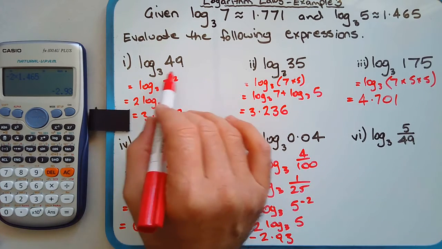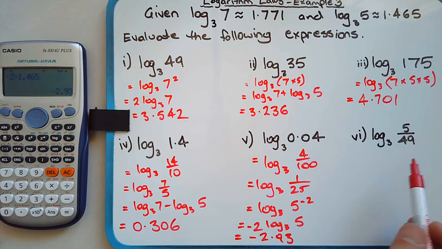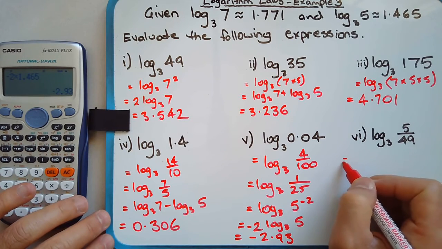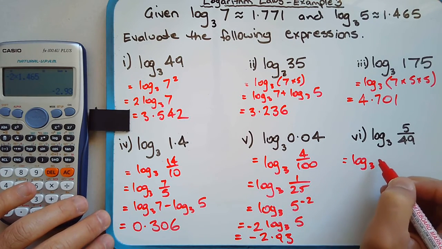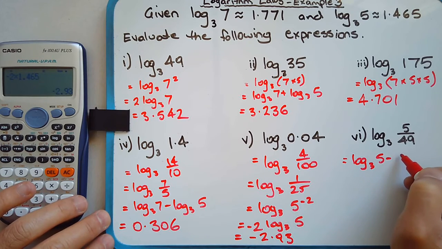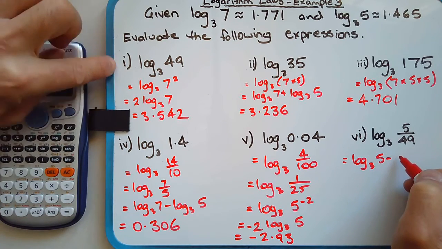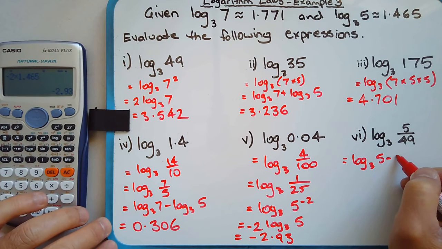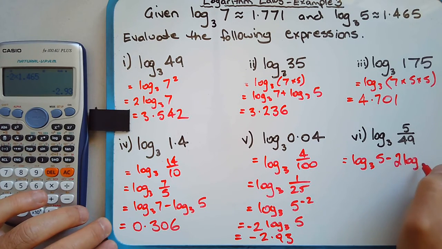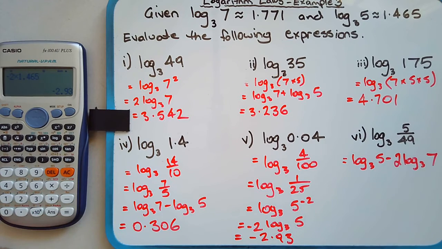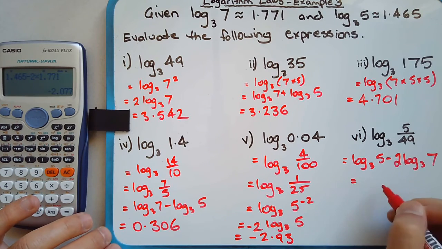Okay, last one, log base 3 of 5 on 49. Well, 49 is related to part i there. In fact, we could just use log law number 2. So that's log base 3 of 5 minus, in fact we could use what we've done in part i to help us here, minus 2 log base 3 of 7. So that's going to be 1.465 minus 2 times 1.771, and that's going to give us negative 2.077.